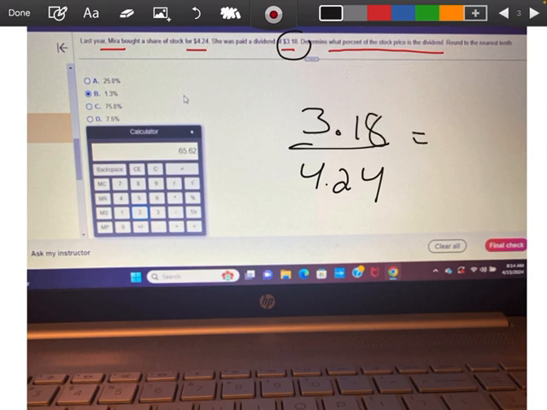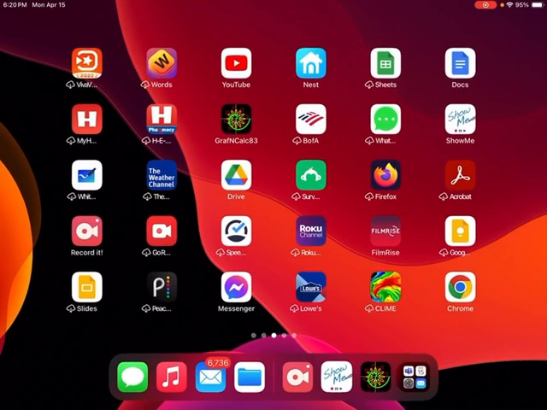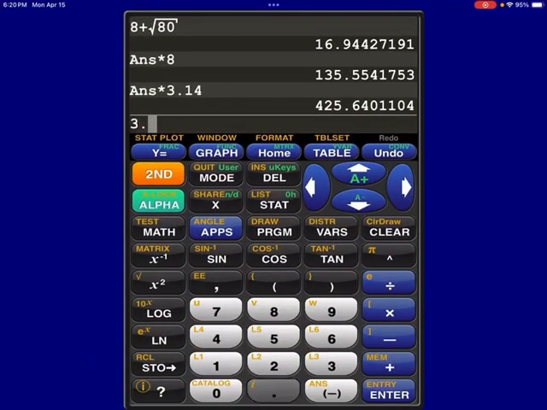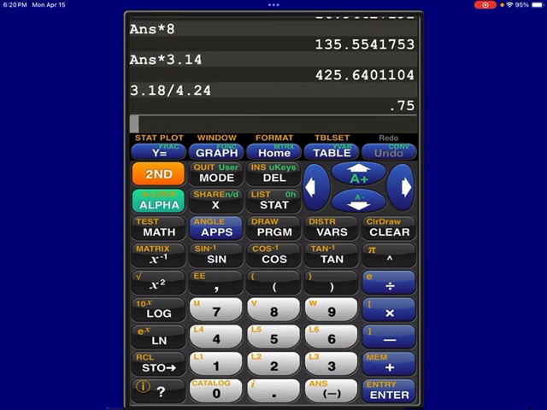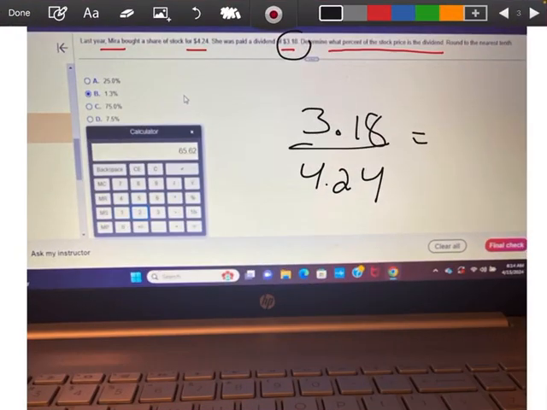I'm just going to take my calculator and divide out. So 3.18 divided by 4.24, and I'm going to multiply that number by 100, and that should give me 75%. So divide it out, multiply it by 100, and I'll come up with 75%, and there's my choice for C.